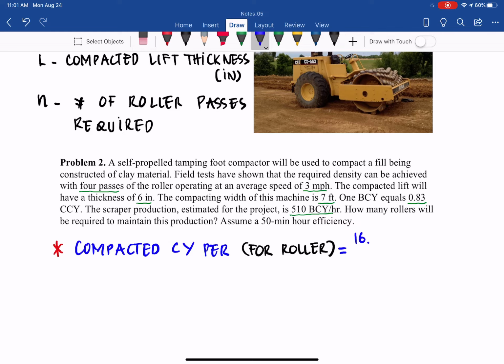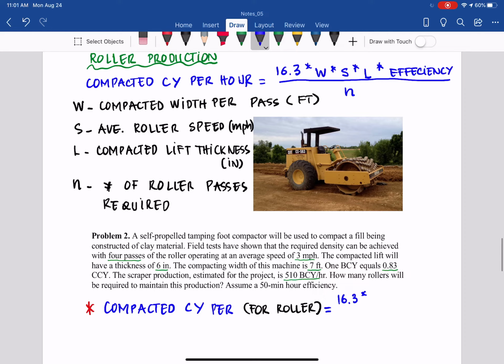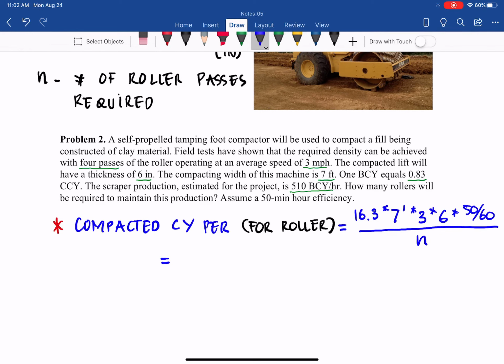First, the unit conversion number 16.3 here, as you can see, times the width here is 7 feet, times the average roller speed 3 miles per hour, times the lift thickness 6 inches, measured in inches, times efficiency 50 minutes per hour, so 50 divided by 60, divided by the number of passes, in this case 4. So from that we get this equal to 428 compacted cubic yard, because the unit is per hour.